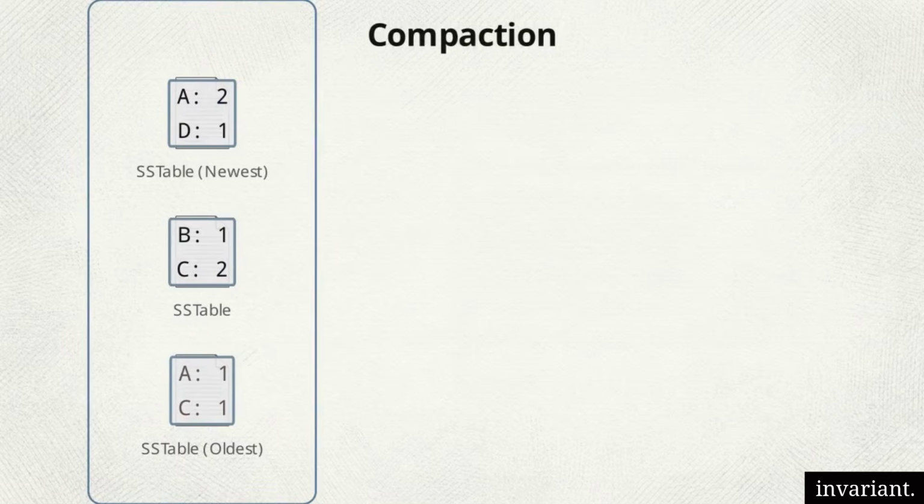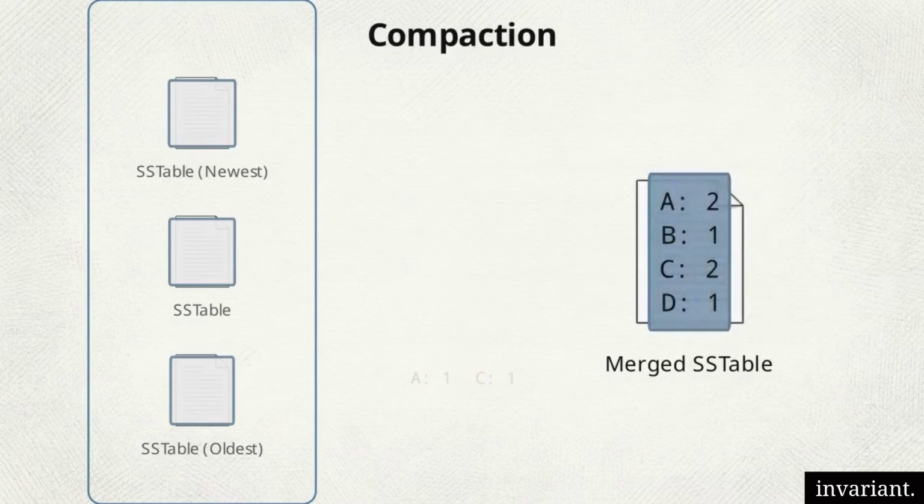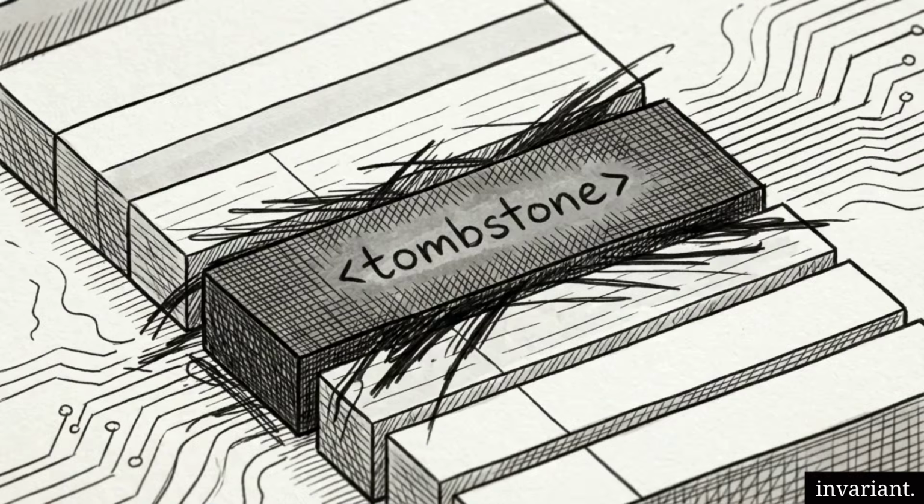The database periodically selects multiple tables, reads their sorted contents, and merges them together into a single combined file, discarding older shadowed records. Deletes are handled the exact same way. Instead of removing a record from memory, the system writes a dormant certificate, a tombstone, that explicitly instructs the compaction process to drop the shadowed value.